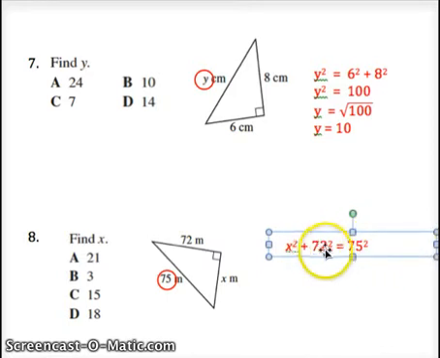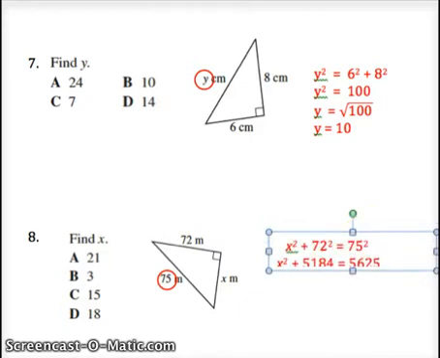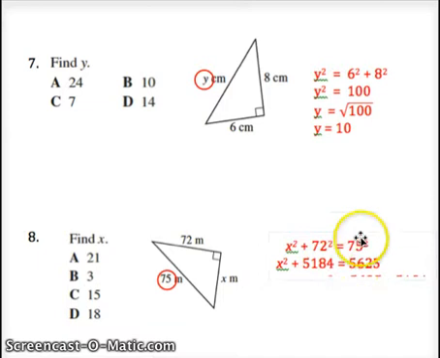So what I need to do is work out 72 squared on my calculator and write it out here, and work out 75 squared on my calculator and write it down there. So I'm just going to do that now. And you will get that x squared plus 5184 equals 5625 when you work those two things out.